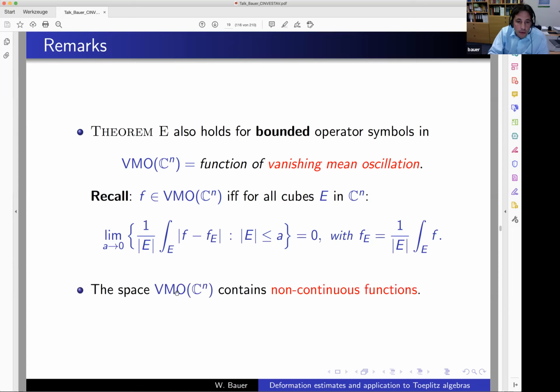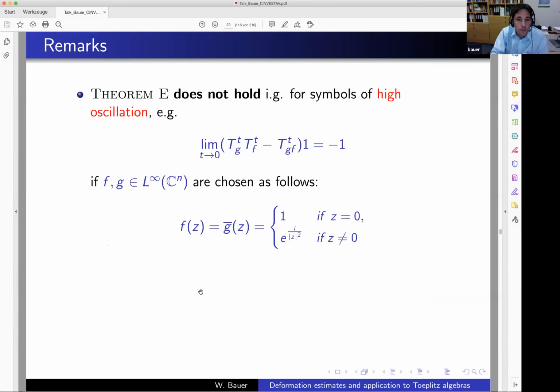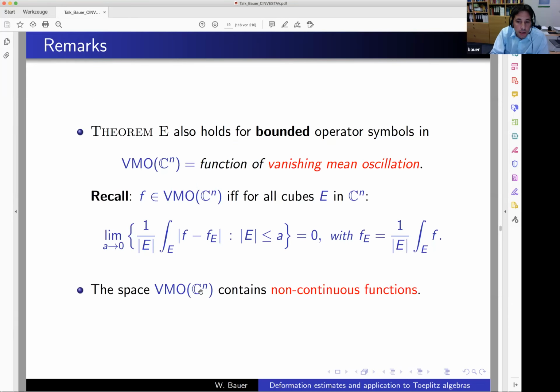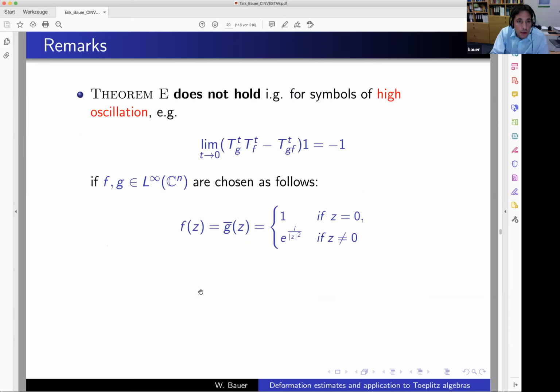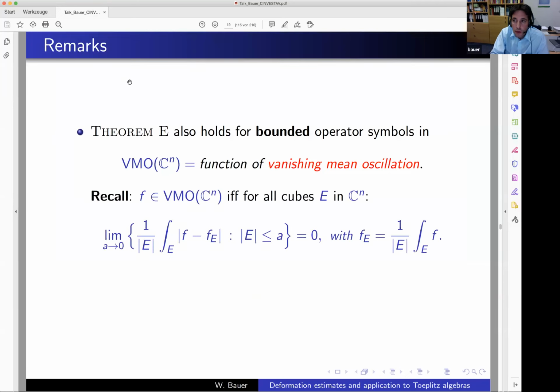So one remark is that this space VMO(Cn) actually contains non-continuous functions. Not all functions there are continuous. And we have the following result, that this quantization theorem here actually also works if you replace UC by this space VMO(C). But in this case, we only speak about bounded functions. So in this case, everything is bounded. So this is not a more general case, it's just a different case.